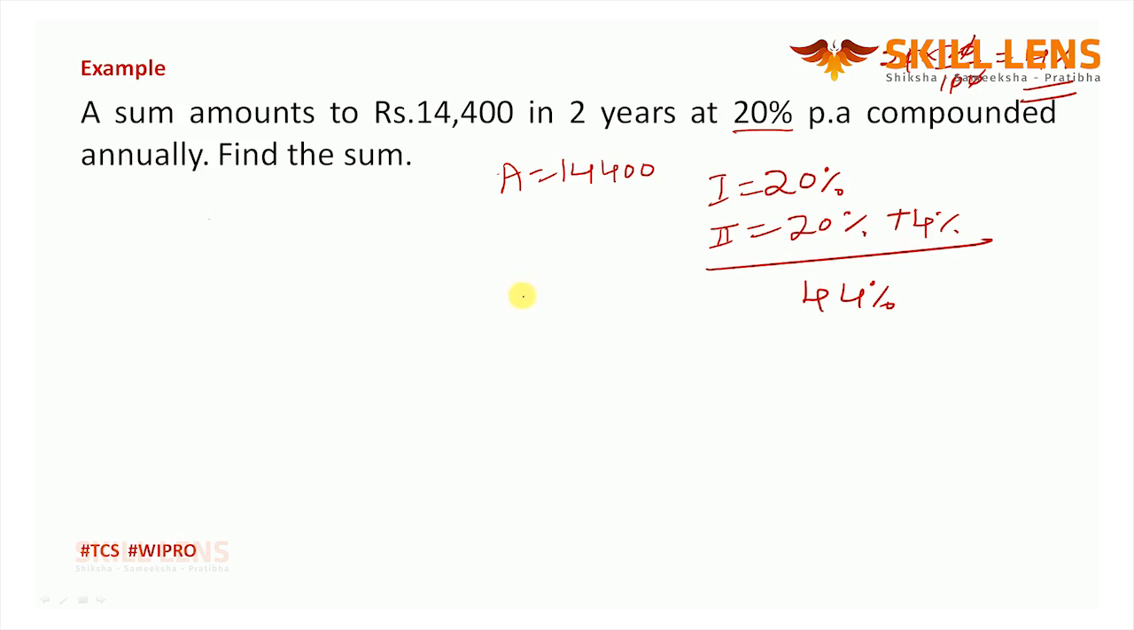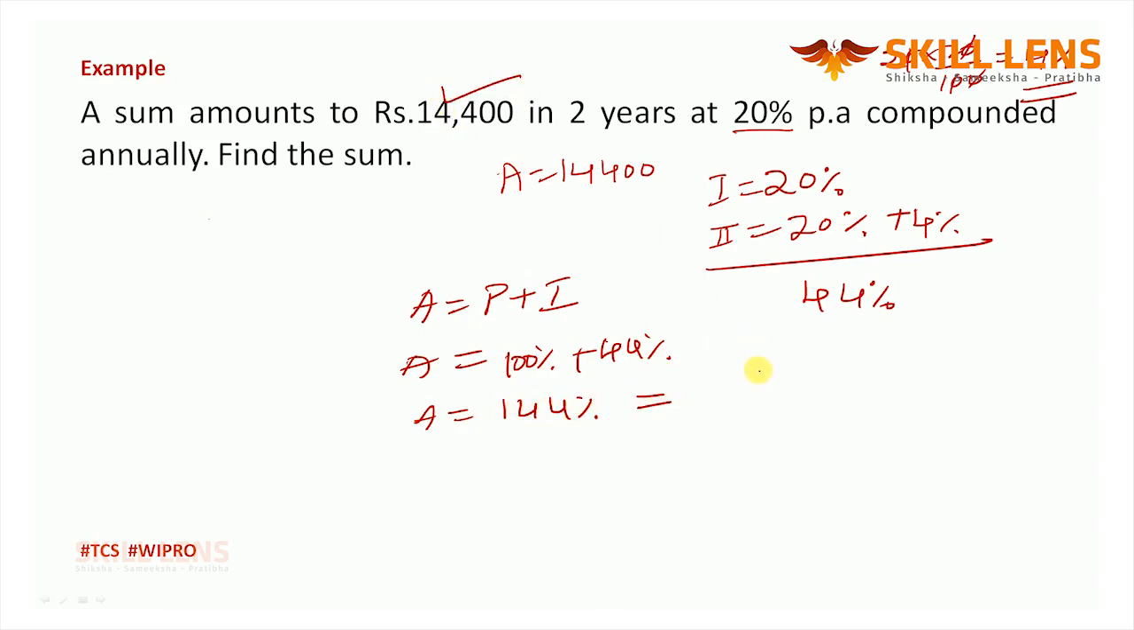So, can I conclude your amount is always principal plus interest? So your amount is going to be, what is the principal? 100%. Plus what is the interest? 44%. So, can I say your amount is going to be 144%? According to our question, our amount is 14,400. If amount is 14,400, then principal is always 100%. 100% is equal to how much?